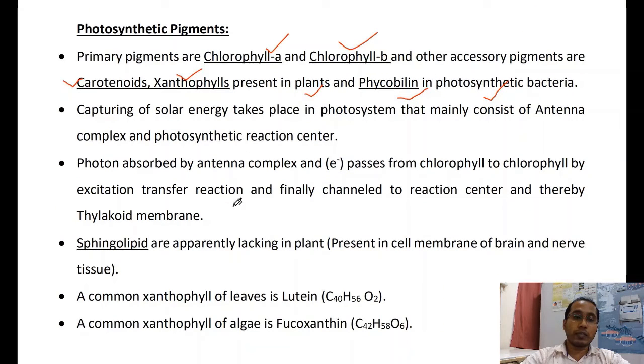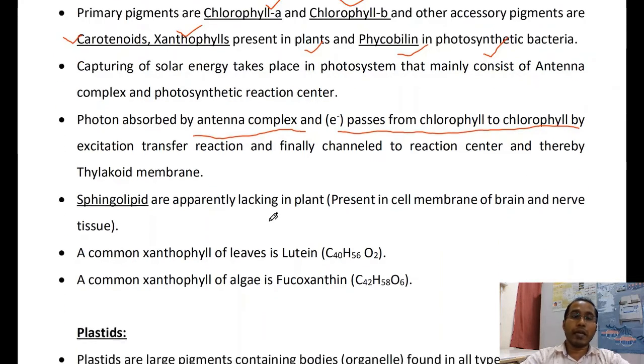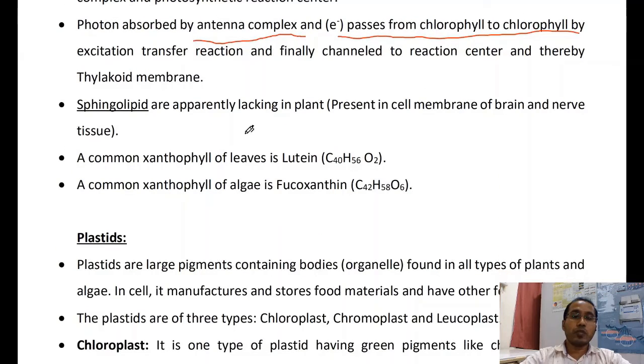Capturing the solar energy is also important. A photon is absorbed by the antenna complex and the excitation is transferred from chlorophyll to chlorophyll by excitation transfer reaction, and finally channeled to the reaction center in the thylakoid membrane. A common xanthophyll of leaves is lutein. Questions are coming on this. And a common xanthophyll of algae is fucoxanthin.